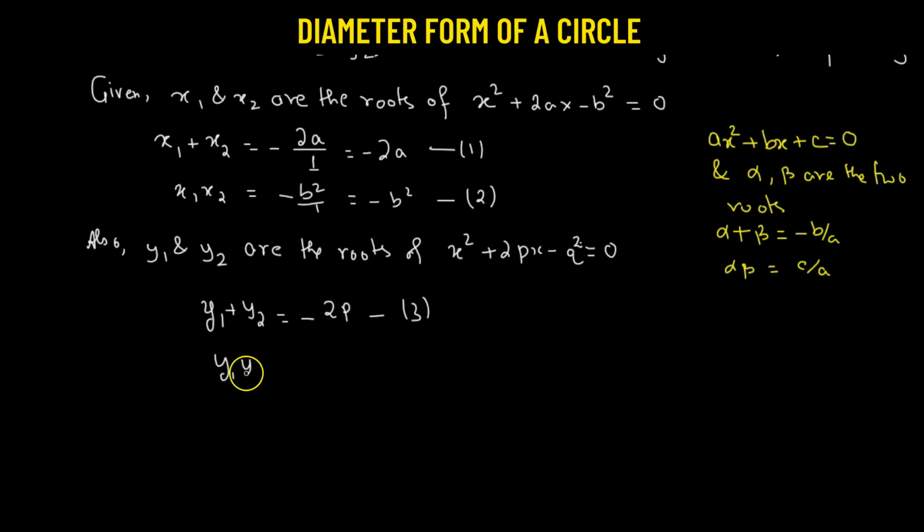And the product of the roots, y1 times y2, will be equal to the constant term, which is negative q squared, divided by the coefficient of x squared, so that's 1. So we're going to get negative q squared. Let this be equation number 4.